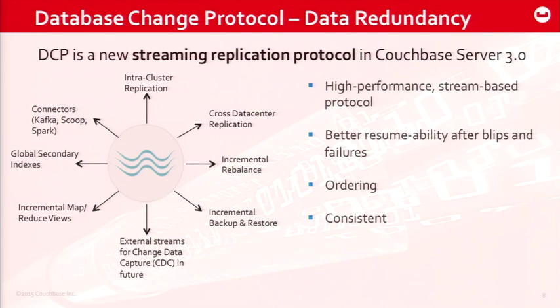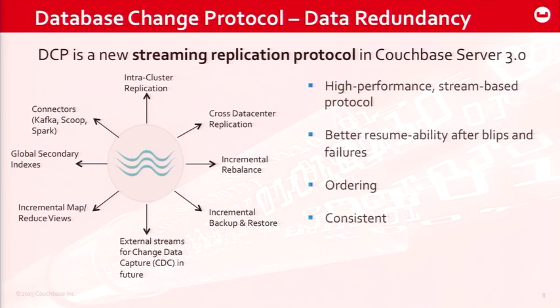As I mentioned, DCP has much more advanced features, such as better resumability after blips and failures. It has ordering, it is consistent, and it can take a point-in-time snapshot in memory, so that if you want a consistent snapshot of what's in memory, we can do that. So all of this is the ability of DCP, right? Because of DCP and all its capabilities, now we can do incremental map reduce, incremental rebalance, and incremental backup restore. All these new capabilities are because of DCP.